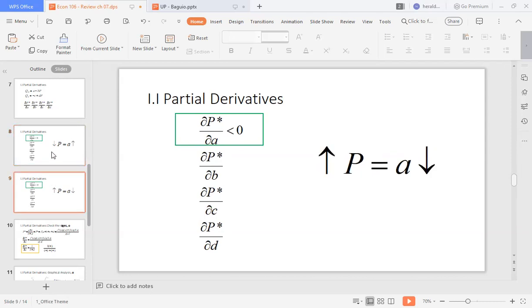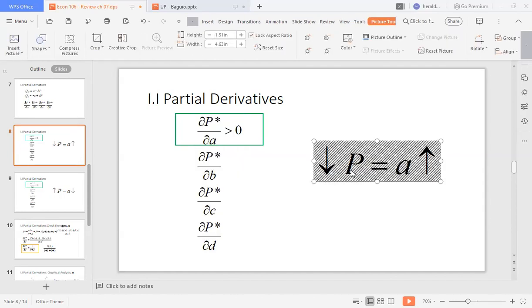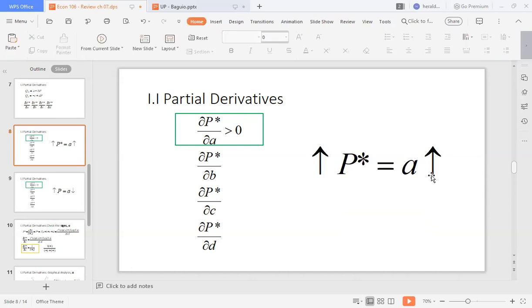Okay, and so in that case, when you go back to this one, you just change this one. You know that if this is positive, this would be greater than 0, and they will move in the same direction. So if there's a change in A brought by an increase in that parameter or in that variable, it will also move in the same direction. So this would be a P star now. Again, an increase in A would increase the equilibrium price itself.